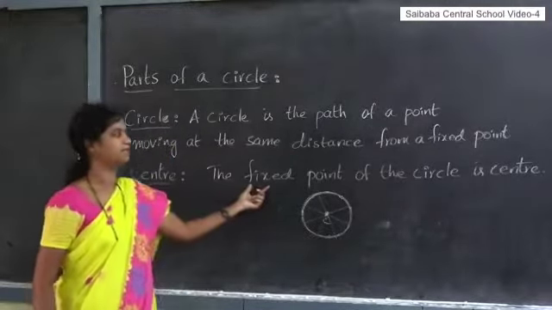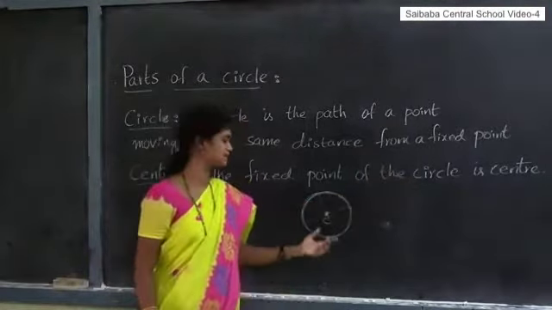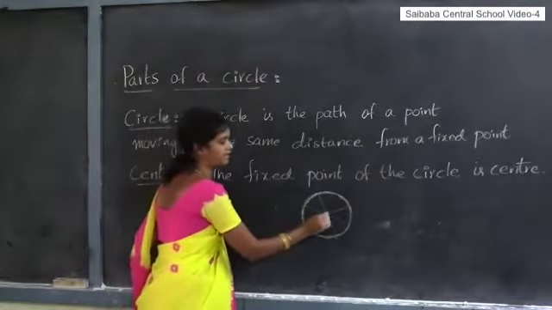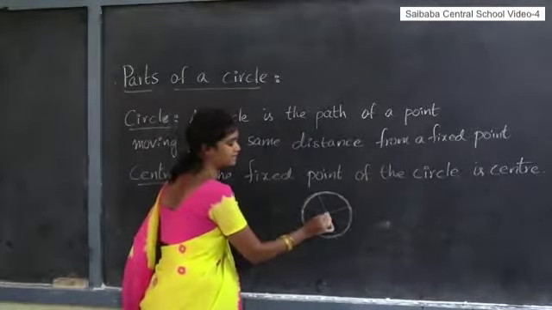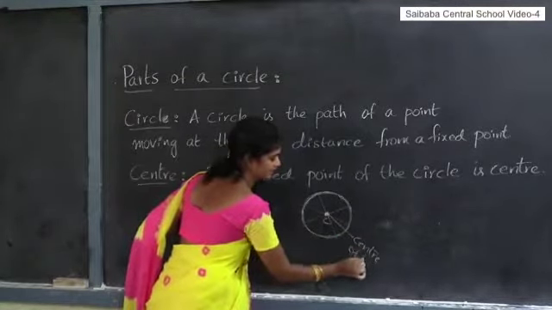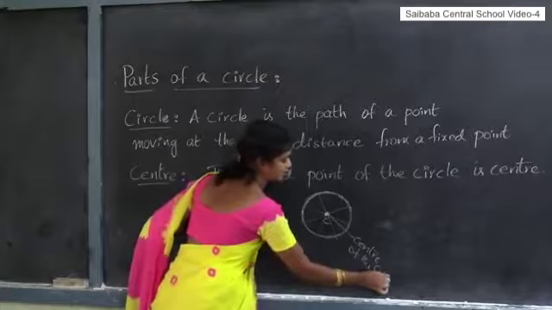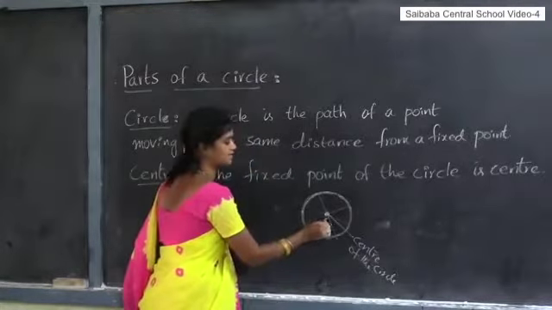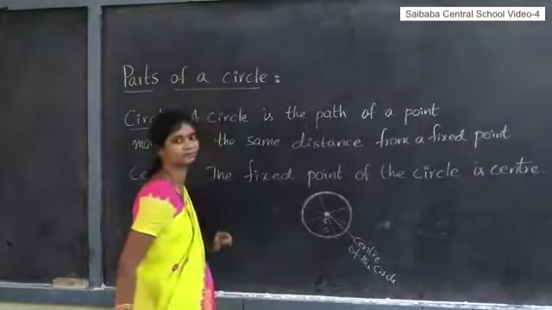And now the fixed point of the circle is the center. The point where it is fixed is called the center of the circle. Usually the center of the circle is indicated with C or O.